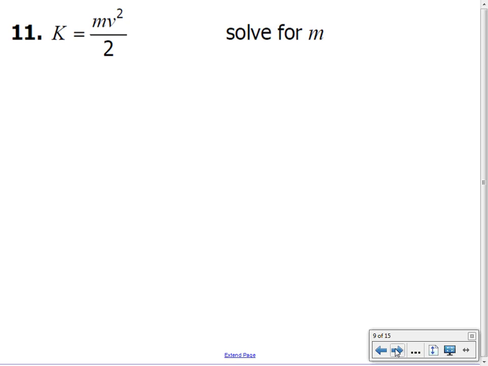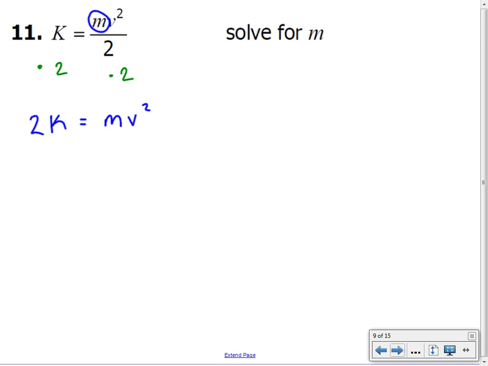For number 11, okay, notice that we are solving for m and we have a v squared that is multiplying m. Don't let the exponents hold you up too much here, okay? We're solving for m, okay? M is being multiplied by v squared. It's also being divided by 2. Now, since the 2 is dividing what's multiplying with m, we have to get rid of the divided by 2 first. So that means that we need to multiply each side by 2. So this gives us 2k equals m times v squared.